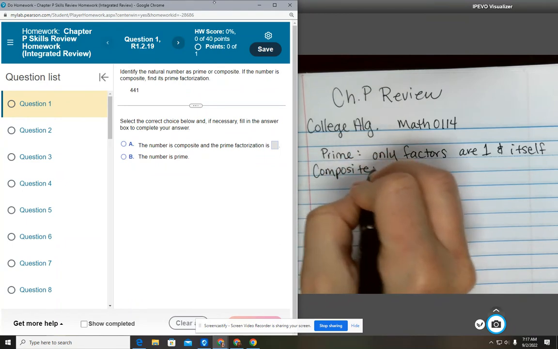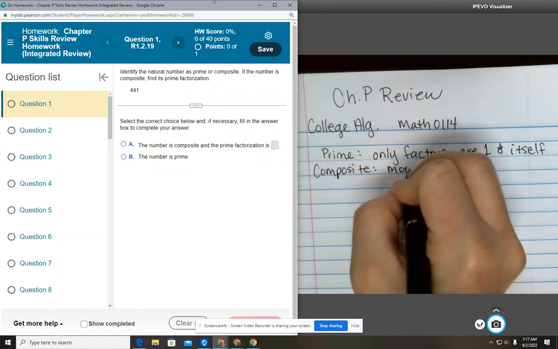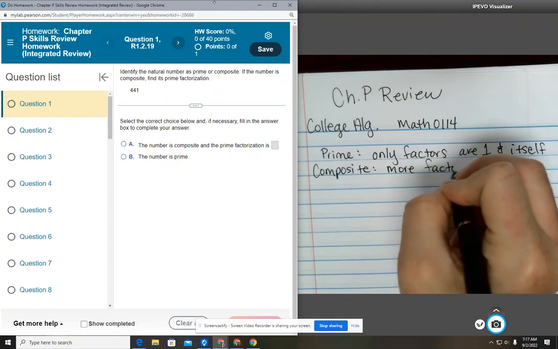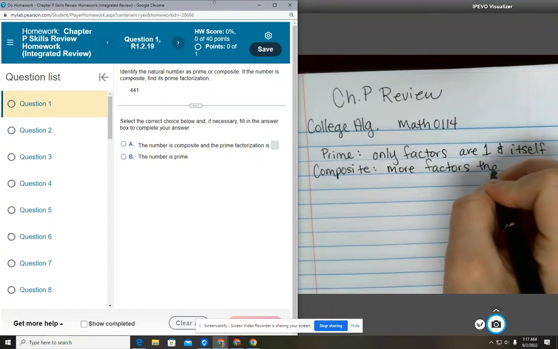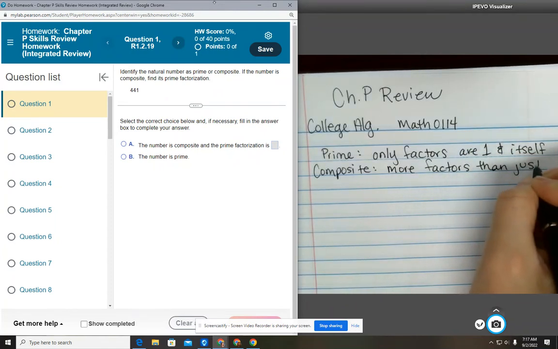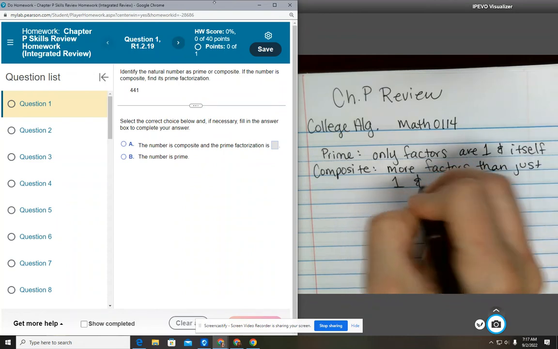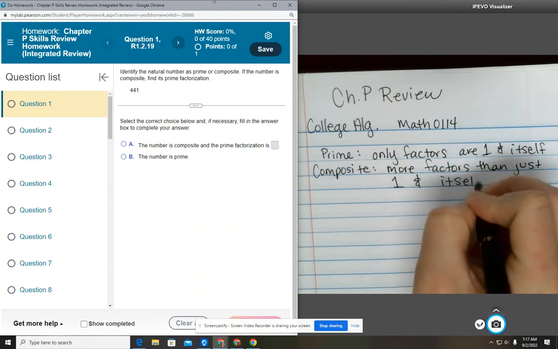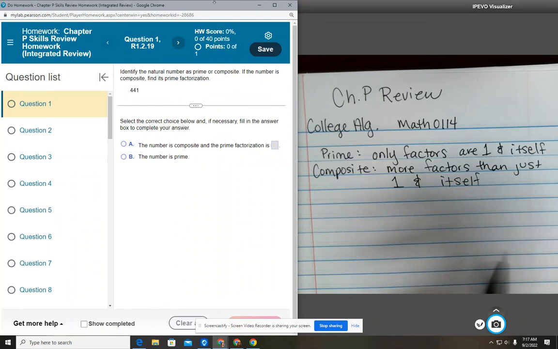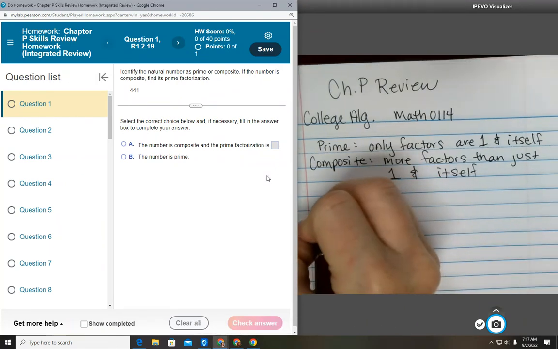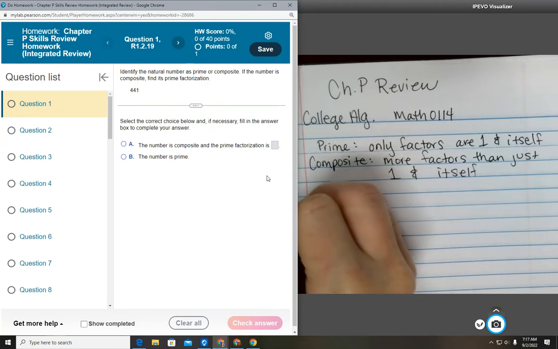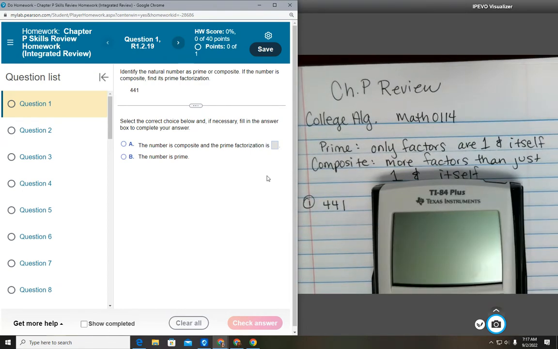Composite: more factors than just 1 and itself. So you would need to find out what the factors are. Okay. So 441, we would look and see what can divide 441.